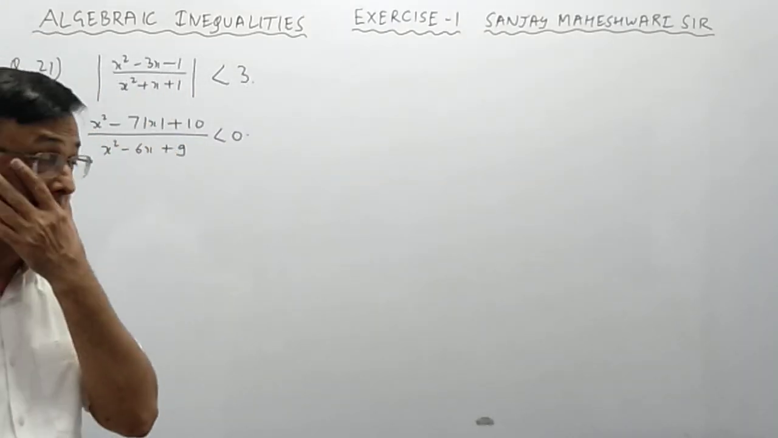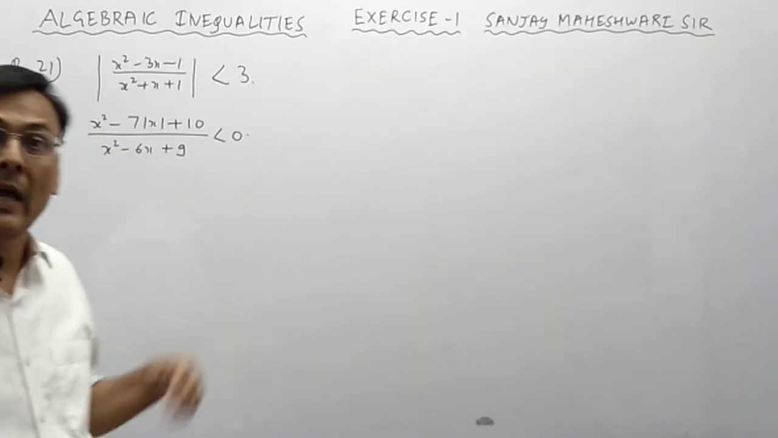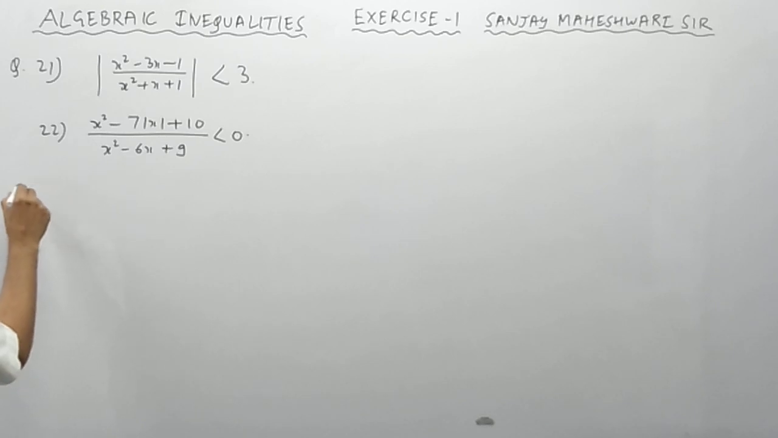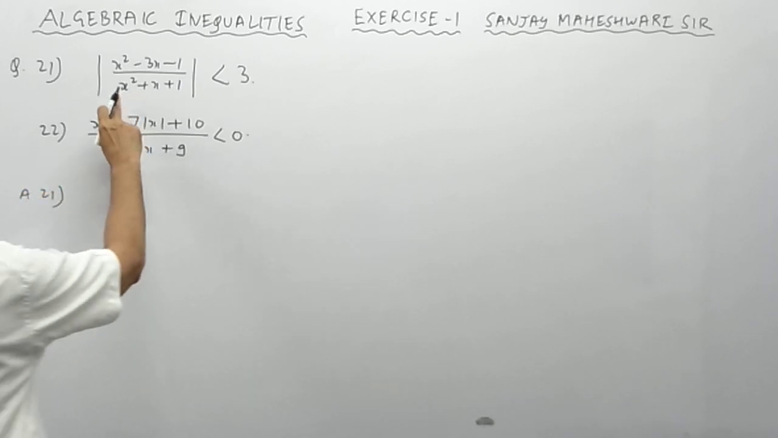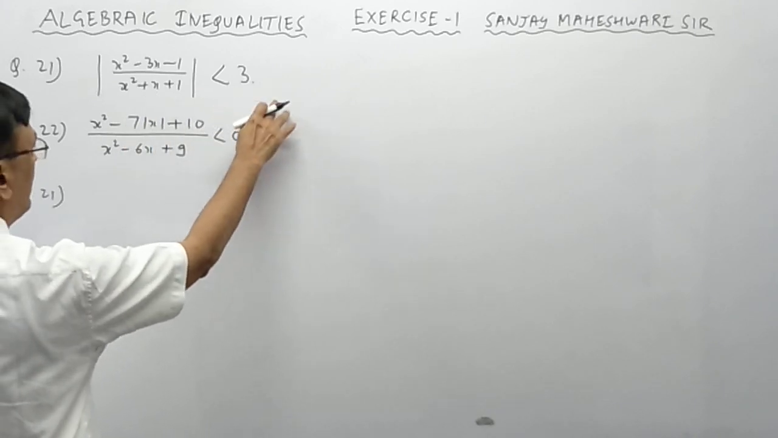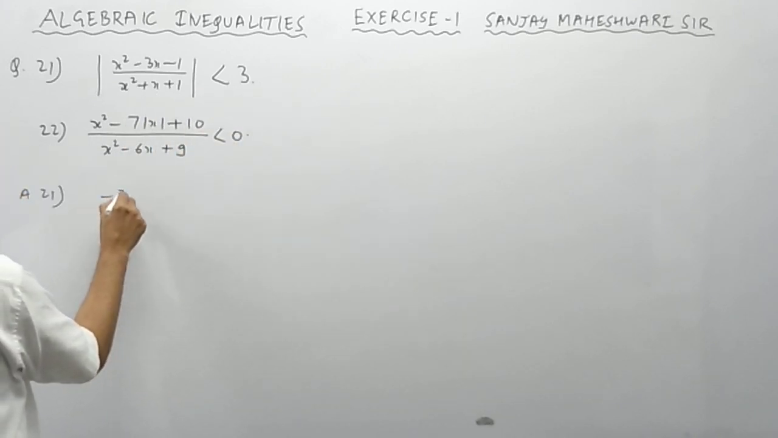Today we shall be discussing question number 21 and 22 of algebraic inequality. So let us start with answer number 21. You can see if mod y is less than 3, then we can write it like this.